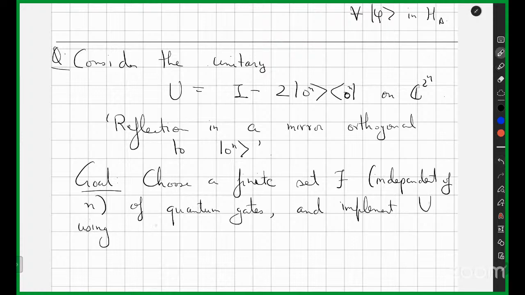Wait, everyone knows the O notation, right? O of n means what? Not n operations. It means that there's some constant c such that for large enough n, it is at most cn. Order n. Okay. You can use ancillas.